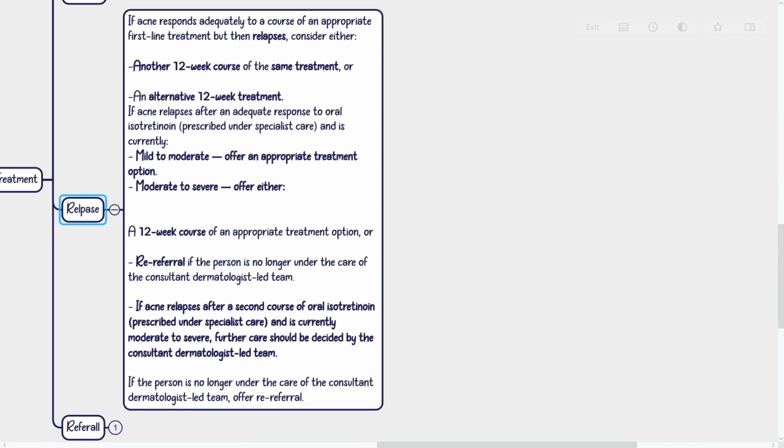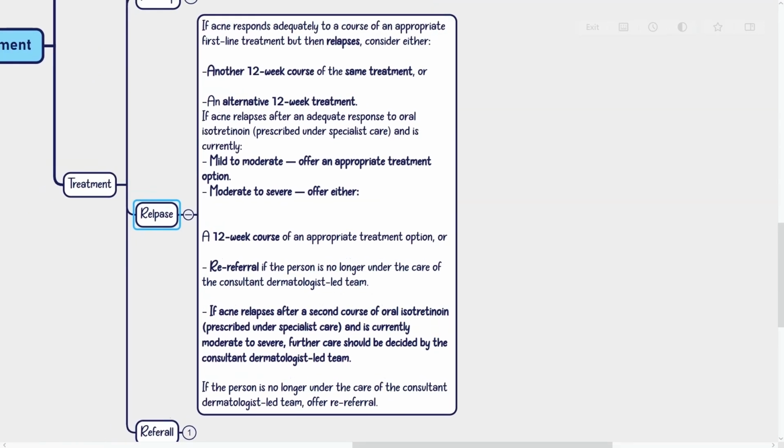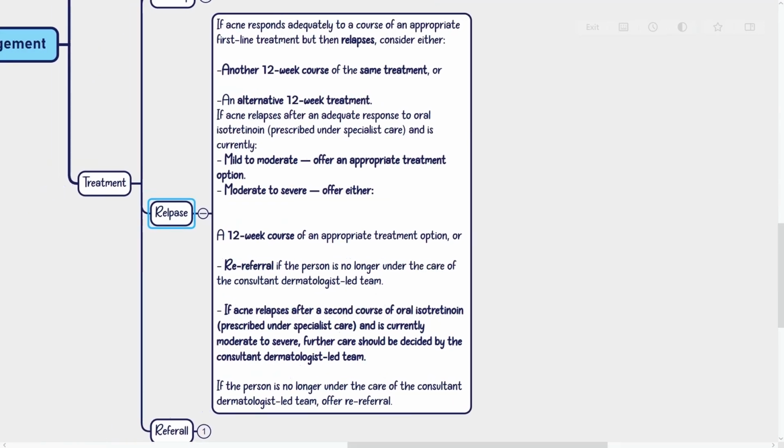Relapse. If acne responds adequately to a course of an appropriate first-line treatment but then relapses, consider either another 12-week course of the same treatment or an alternative 12-week treatment. If acne relapses after an adequate response to oral isotretinoin prescribed under specialist care and is currently mild to moderate, offer an appropriate treatment option. Moderate to severe, offer either a 12-week course of an appropriate treatment option or re-referral if the person is no longer under the care of the consultant dermatologist-led team.